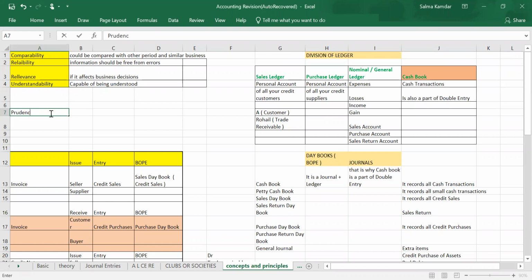What does prudence say? Record any liabilities, like any expenses that you think will happen in future. Yeah, okay. And record expenses even if you have doubts. But do not record income unless earned.